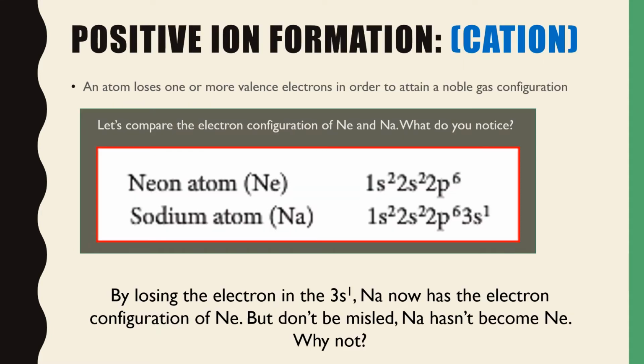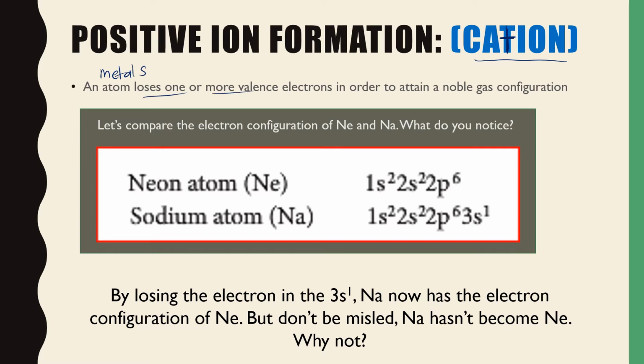How are positive ions formed? Positive ions are called cations. A way to remember that is that the T in cation looks like a positive charge. Atoms can lose one or more valence electrons in order to form a noble gas configuration. These are typically our metals that lose one or more valence electrons.